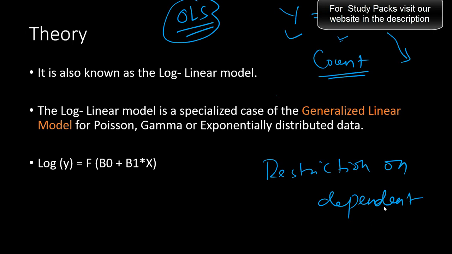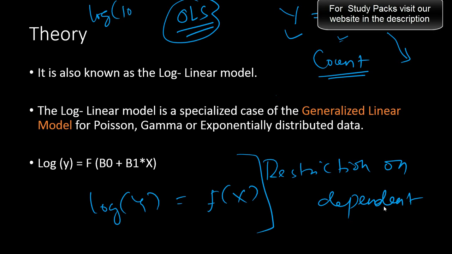Hence, we do one thing. We take the logarithm of y instead of y itself, and then we model it as a function of x. Now, how does that help? Well, if we take a logarithm of something, it can take negative values. So if I take, let's say, the log of 10 to the power minus 2, 10 to the power minus 2 is not a negative number, but its log is nothing but minus 2, which is a negative number.